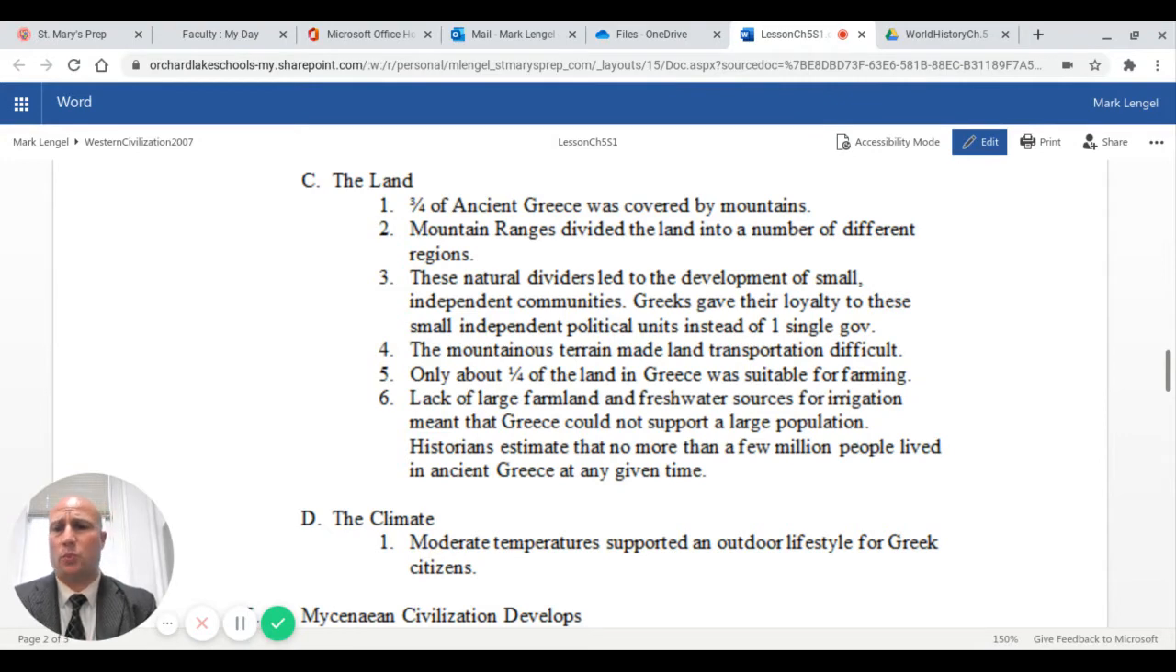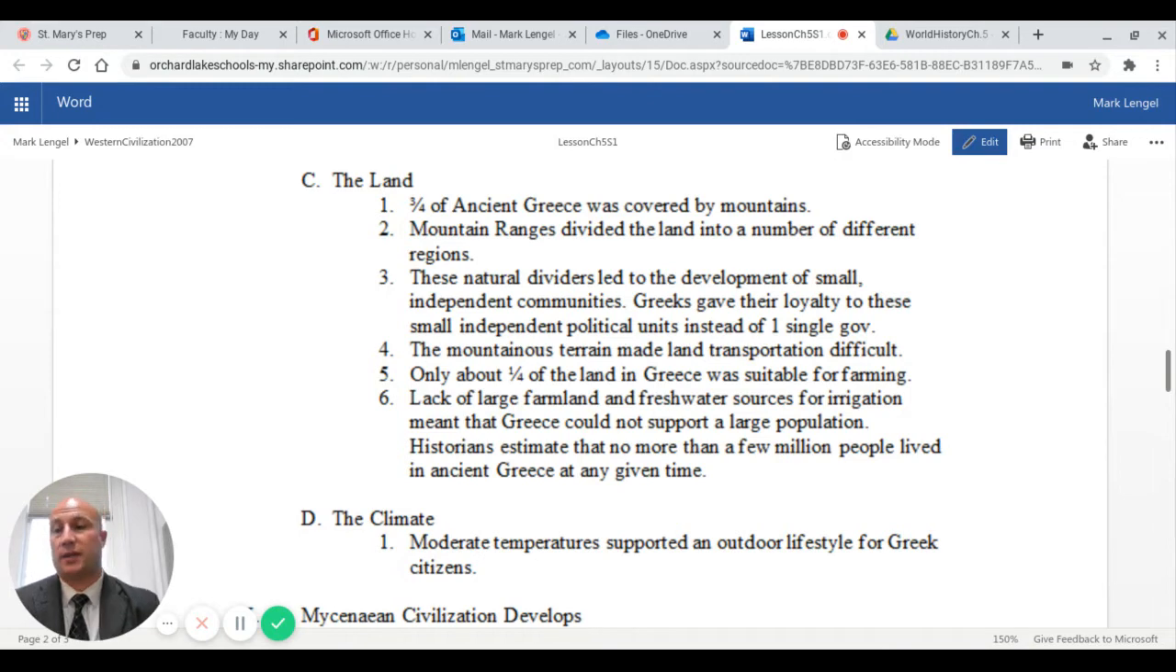Now, only about 1/4 of the land in Greece was suitable at all for farming. So they had a lack of agricultural land, and this meant that they really had to trade for the things that they didn't have. Also, because you lack farmland and fresh water sources like rivers and lakes, the population in Greece is not going to be very large. Historians generally estimate that no more than a few million people lived in ancient Greece at any given time. So as we go through all of the accomplishments of the Greeks, it's always good to remember that they were very small and not very heavily populated.